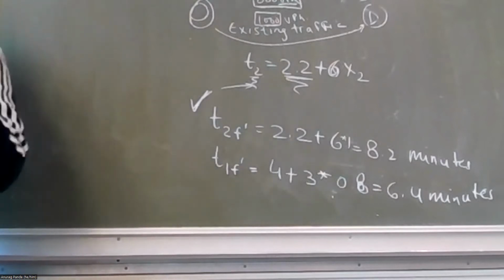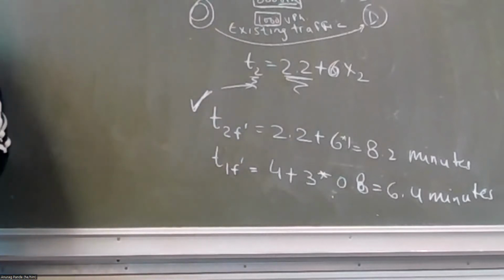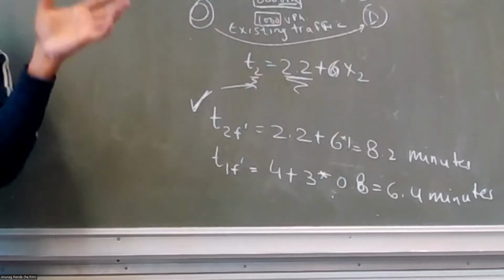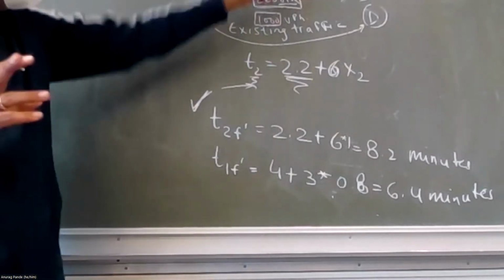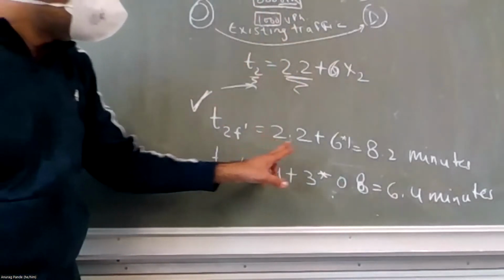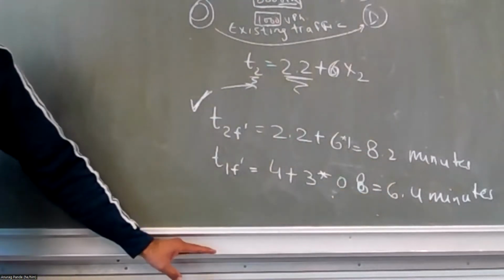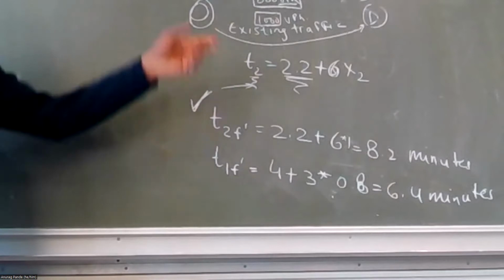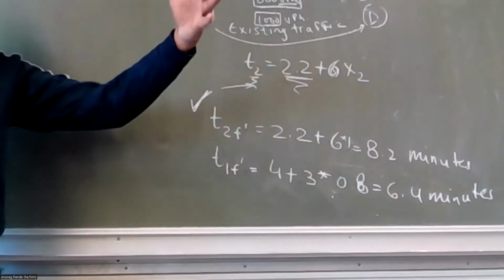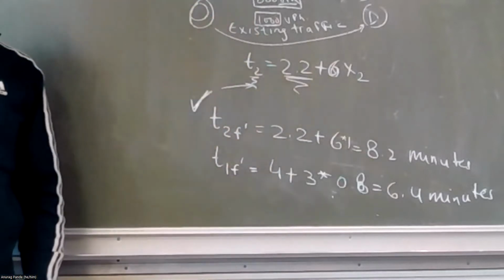The process is exactly the same as what you did before. Instead of having the actual free flow travel times, which are 4 and 2.2, now you have 8.2 and 6.4. And then obviously which route is at the risk of not being used has also flipped.